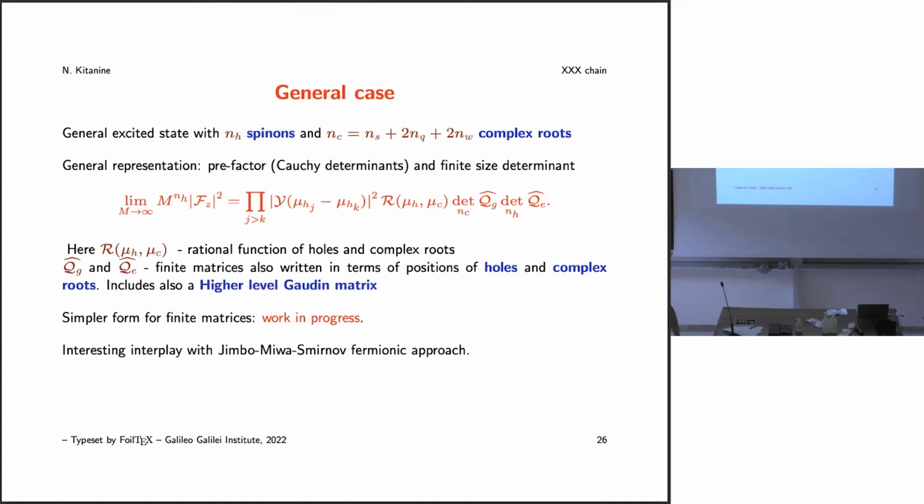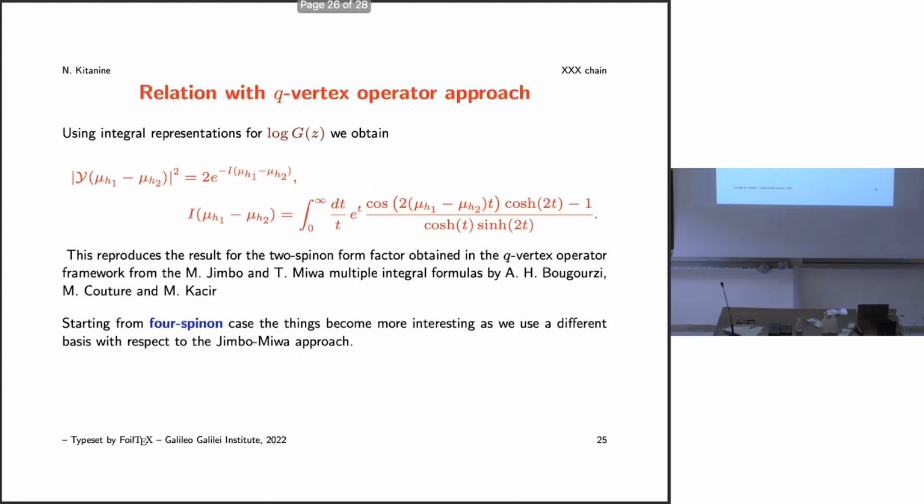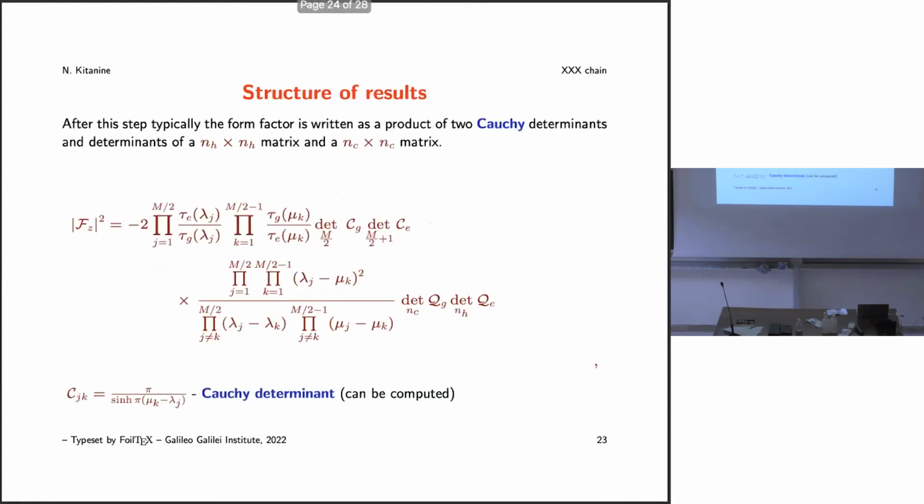I just put it as a general formula. So you have the same factor we have in the 2 spinon case. It's just a scattering factor of 2 spinons, 2 holes. But of course, you have a product of the scattering for every pair of holes. So this is obtained explicitly from this huge product here, and Cauchy determinant.